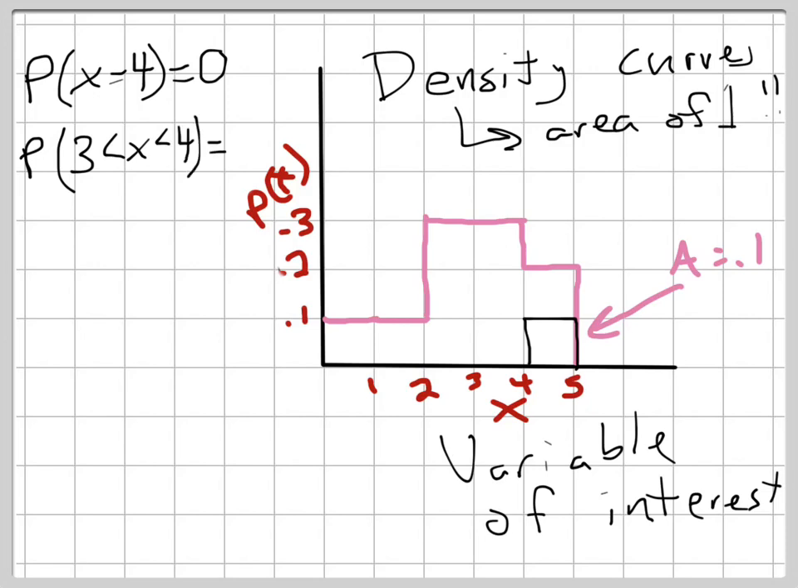What would that equal to? Pause your video and think about it. Alright, assuming you've paused your video, what we do is we look at the area between 3 and 4. So what's that area? We have 0.1, we've got 0.2, and we've got 0.3. So the entire probability of being between 3 and 4 is 0.3. Isn't this amazing? Aren't you just totally and utterly amazed by this awesomeness?